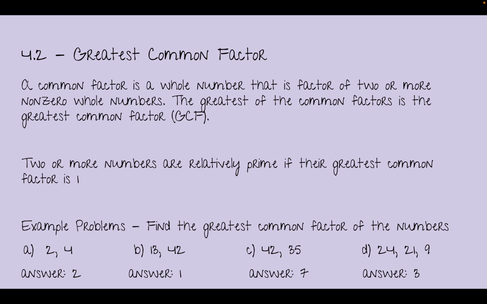Next, the GCF of 42 and 35 is 7, because 7 times 6 is 42 and 7 times 5 is 35, and thus it's 7. Next, we have 24, 21, and 9. The greatest common factor of these three numbers is 3, because 24 is divisible by 3 and 8, 21 by 3 and 7, and 9 by 3 and 3. And we can clearly see that 3 is the greatest common factor.